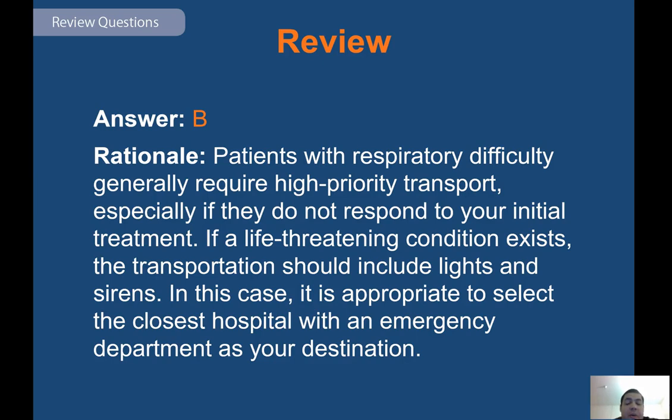In this case, it is appropriate to select the closest hospital with an emergency department as your destination. So I would go ahead and bump it up to code 3. There's very little you could do, especially with patients with respiratory difficulty. If they're not responding to your initial treatment, go ahead and get to the hospital a little quicker. Have them seen by a physician.